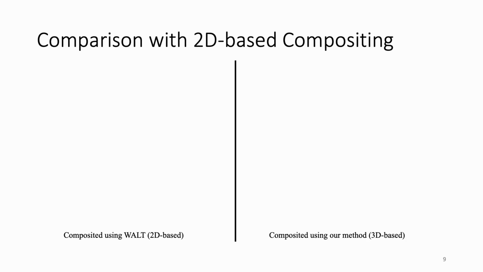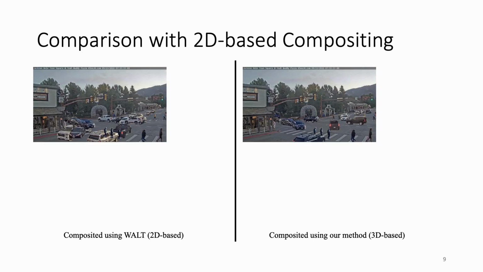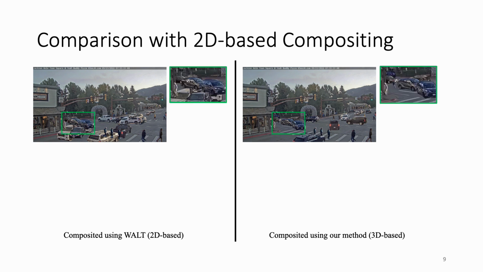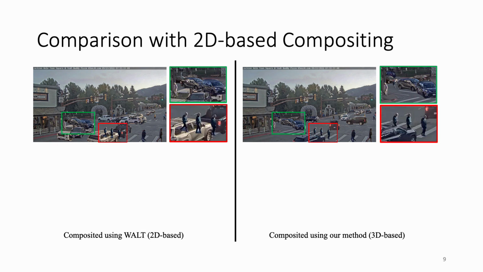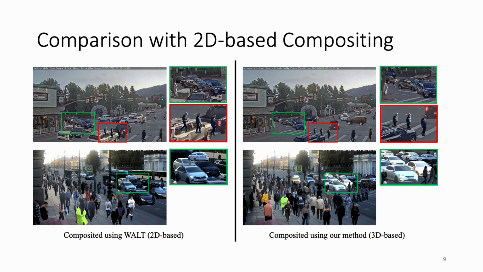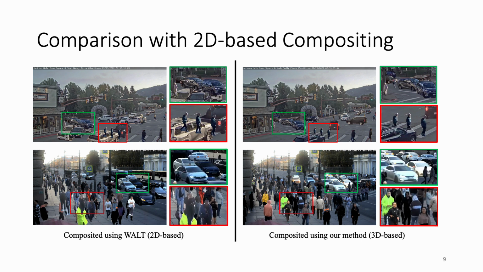Next, we show a comparison between images composited using the 2D-based methods such as WALT, on the left, and our 3D-based method, on the right. Focusing on the green and red crops, it is easy to see that our 3D-based compositing method generates realistic and geometrically accurate occlusion configurations, in contrast to the 2D-based method, where cars and people overlap in an unfeasible way. Similarly, for the second camera as well.